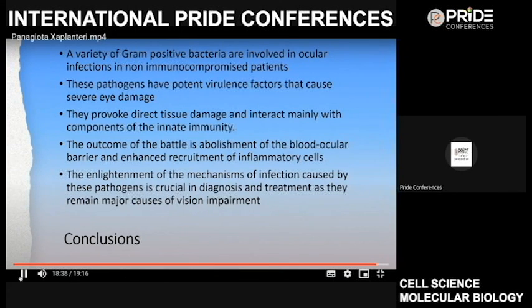Concluding, a variety of gram-positive bacteria cause ocular infections in non-immunocompromised patients. These pathogens have potent virulence factors that cause severe eye damage. They provoke direct tissue damage and interact mainly with components of the innate immunity. The outcome is disruption of the blood-ocular barrier and transmigration of cells. The elucidation of the mechanisms of infection caused by these pathogens is crucial in diagnosis and treatment as they remain major causes of visual impairment. Thank you for your attention.